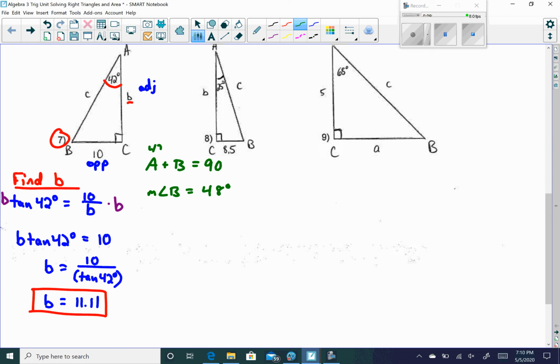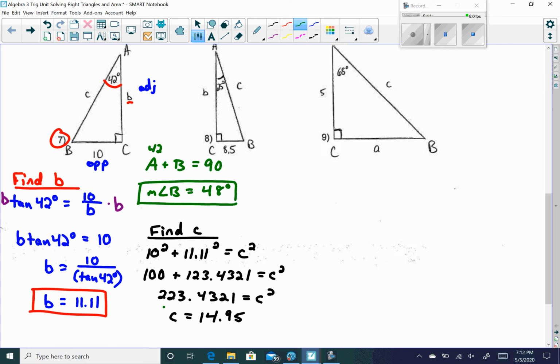And I said it, but I didn't write it. 223.4321. All right, and you should be getting like a 14.947, so we'll say it's approximately 14.95, and we'll box that in as well.